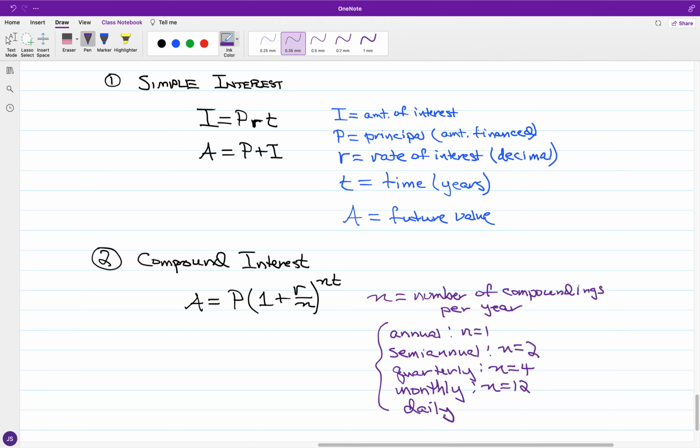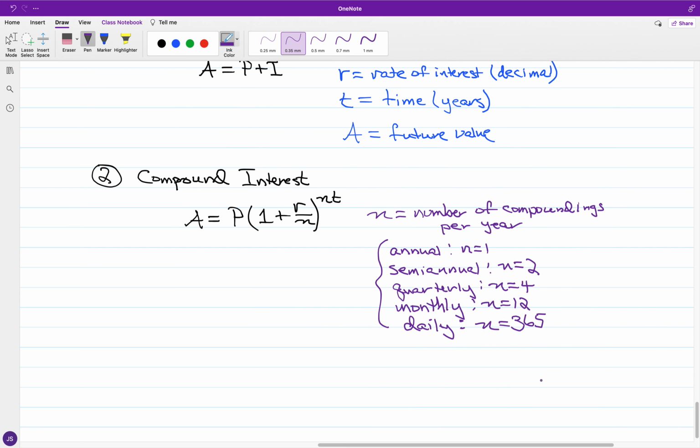Now for daily compounding, the numbers can vary, but most are going to reference the number of typical days in a calendar year, so you have 365. Though some places might use 360, using base 10 arithmetic as much as possible.